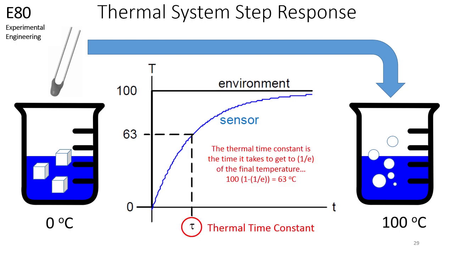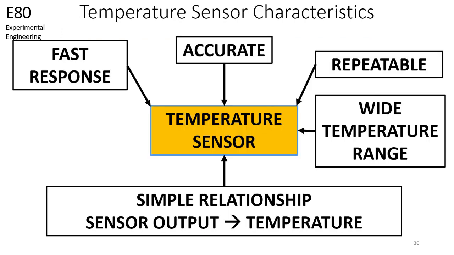The thermal time constant, tau, is the time it takes to get to 1 over e of the final temperature, or 63% of the final temperature, which in this case is 63 degrees Celsius. The smaller your time constant tau, the faster the response time of your temperature sensor. What about temperature range? Is a range of negative 55 degrees Celsius to positive 150 degrees Celsius sufficient for your application? Or do you expect temperatures to range between negative 100 degrees Celsius to positive 450 degrees Celsius?